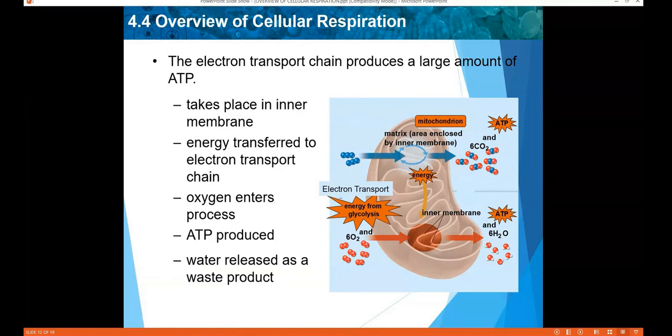So what happens in electron transport? The energy is transferred to a chain of proteins in the inner membrane of the mitochondria here. Then a large amount of ATP is produced and oxygen enters the process and is used to make water molecules. So by the end of this process, water and heat are released and a lot of energy is produced. Up to 38 ATP molecules are made from the breakdown of one glucose molecule. Okay, so one glucose molecule is ultimately broken down and 38 ATP molecules are made from each glucose molecule.